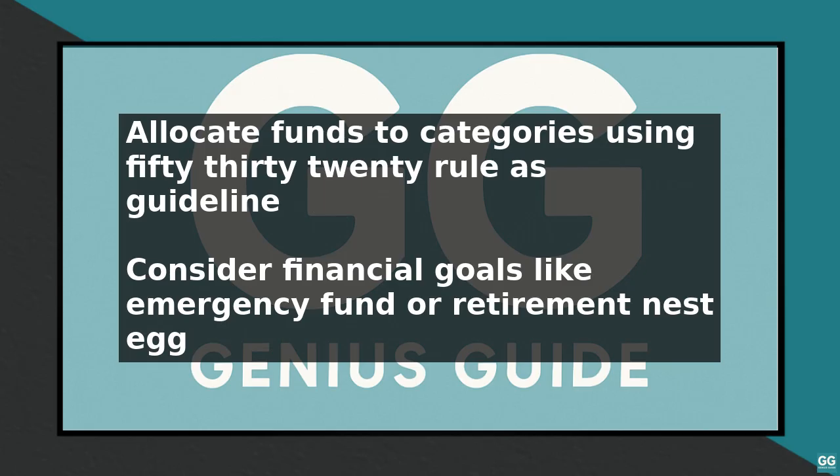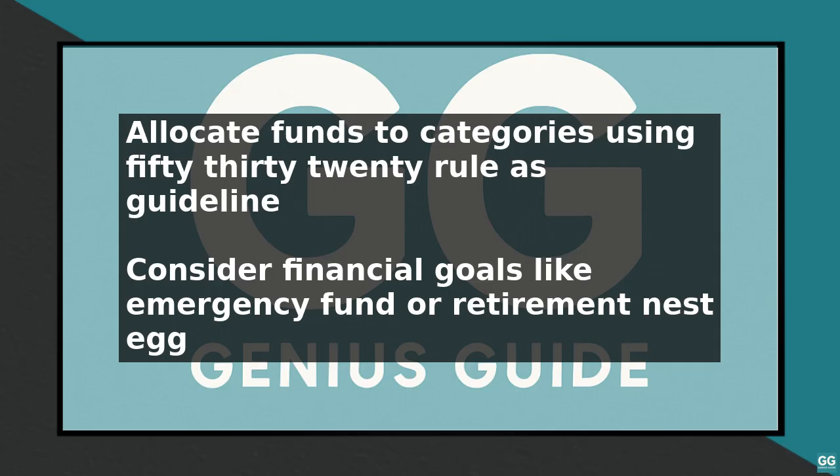As you set up your budget categories, consider your financial goals, such as saving for an emergency fund, paying off debt, or building a retirement nest egg. Assigning specific amounts to each category will help you prioritize your spending and make progress towards your goals.